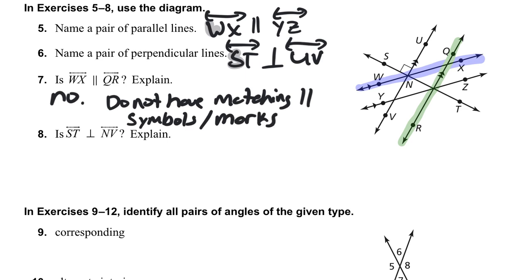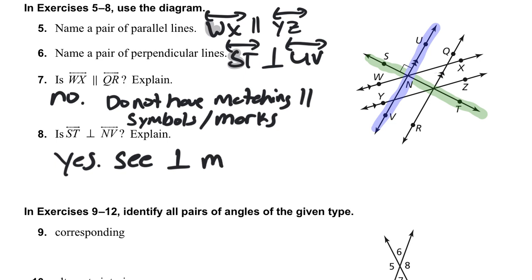Now, is ST perpendicular to NV? So I'm going to erase this and see what happens. ST to NV. So N to V is this one right here. And this would be yes. And why? We see a perpendicular mark. That's this mark right here.